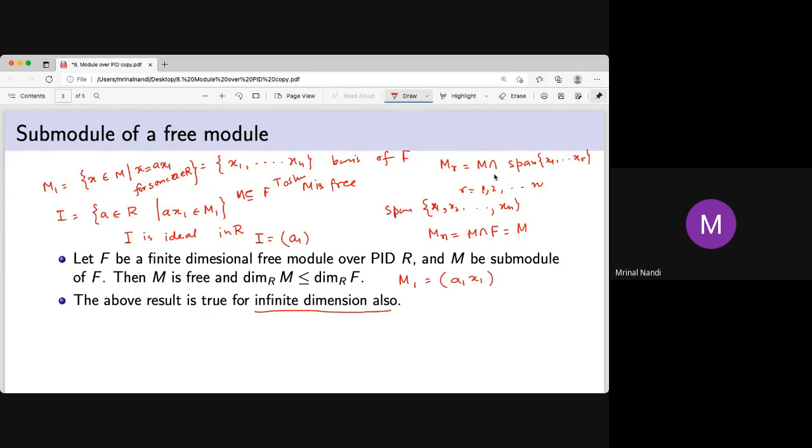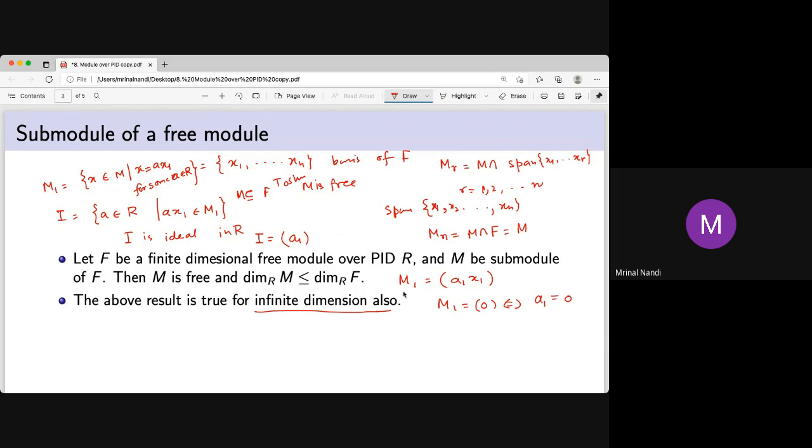So remember that M1 is just M intersection the span of x1. The span of x1 is the set of all a x1. But since M1 is M intersection span of x1, it may not be all a x1: there may be some a such that a x1 is in the span of x1 but not in M, so that is not in M1. So we have to take those a for which a x1 belongs to M. That is the ideal, generated by a1, and M1 is just generated by a1 x1. Obviously a1 x1 is 0 if and only if a1 is 0.